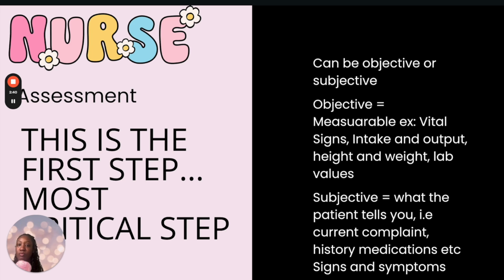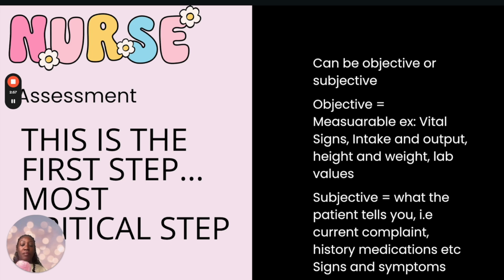Your assessment starts by you just simply looking at the patient. You see whether they're well groomed, how they're talking, their tone of voice, whether they're agitated, whether they're happy. Like, there's so much you can get from a patient by just looking.